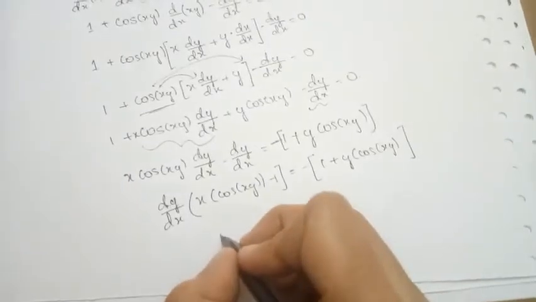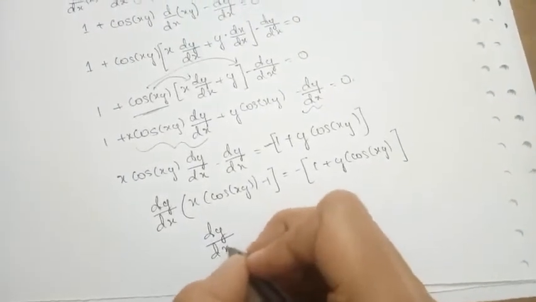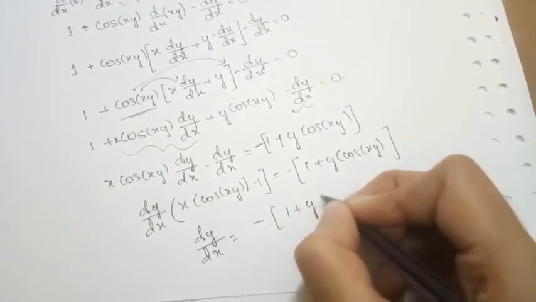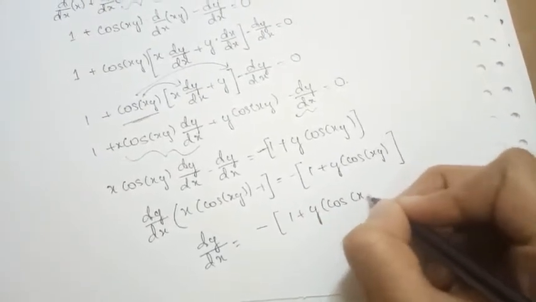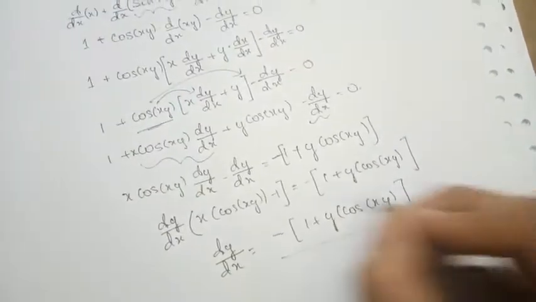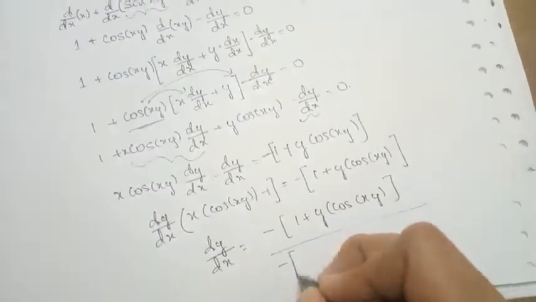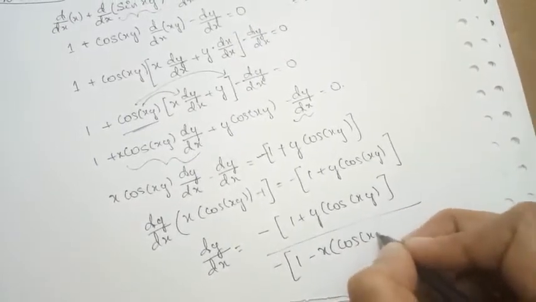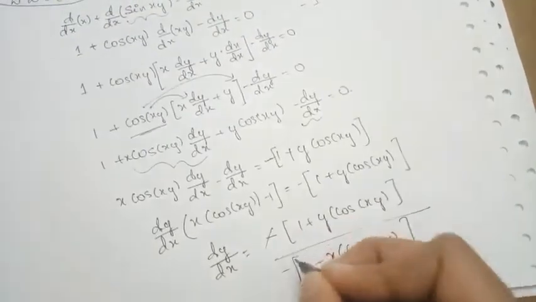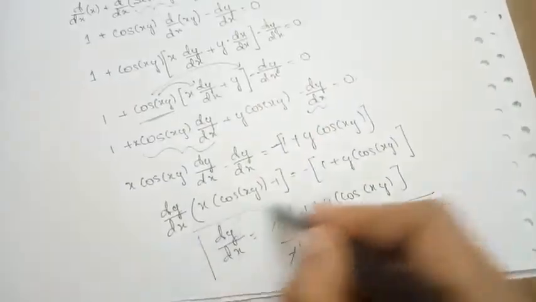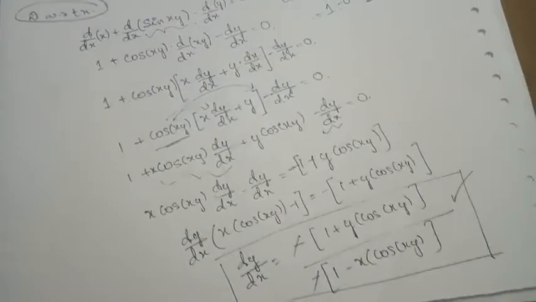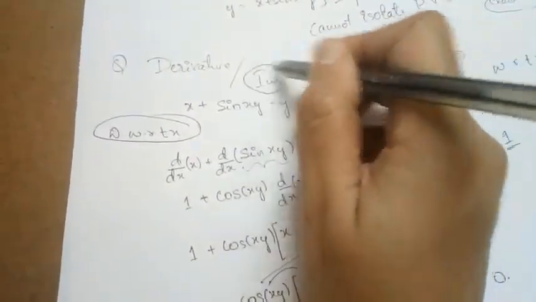Clear? So therefore dy by dx is equal to minus of 1 plus y cos xy divided by x cos xy minus 1. Here also if I take minus common outside, it becomes 1 minus x cos xy. So this minus gets cancelled. So this is the derivative of the given function. So this is how we are going to find the derivatives of the implicit function.